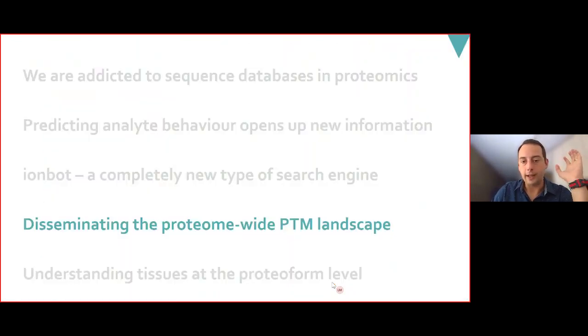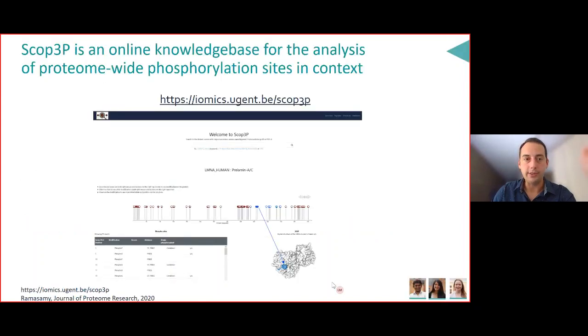Right, so IonBot actually gives us lots of data, lots of PTMs. So one of the things we've been thinking about is how do we disseminate that to the community? So we've built a system called Scope3P, which you can see at this URL, and it lists phosphorylations. It's a reanalysis of public proteomics data, looking for phosphorylations and then cross-referencing them with what is known in SwissProt and mapping them onto 3D structure, as well as on a linear sequence.